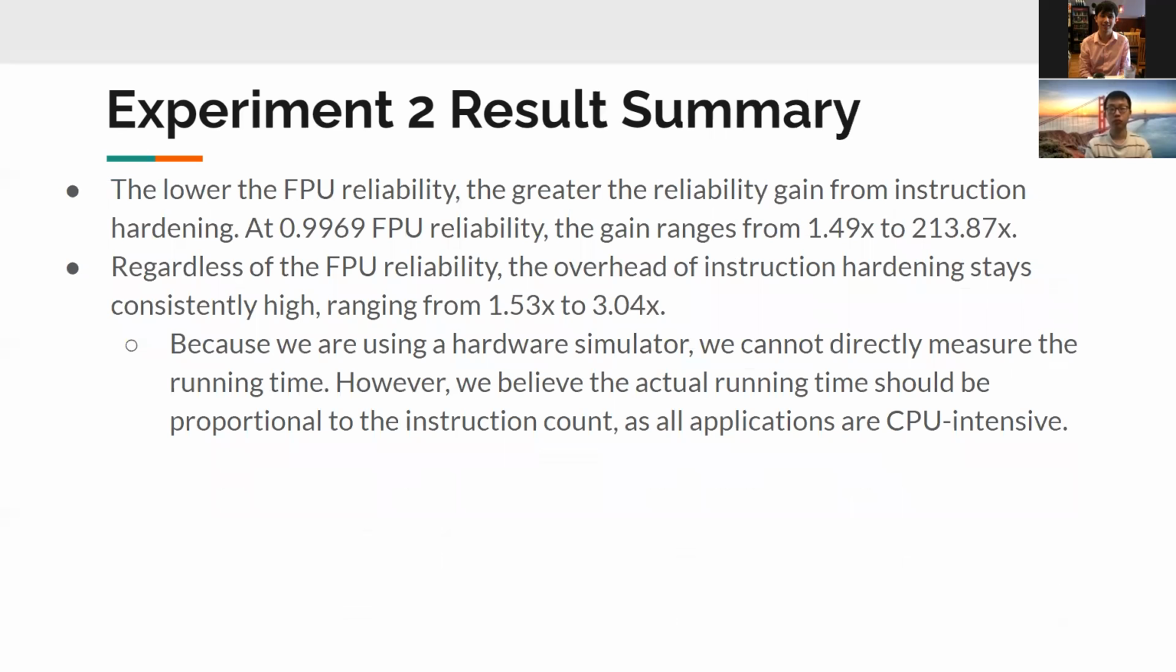As a result, we see that the lower the FPU reliability, the greater the overall reliability gain from instruction hardening. At 0.9969 FPU reliability, for example, the gain per application ranges anywhere from 1.49x to 213.87x. What we see for overhead, on the other hand, is that regardless of the FPU reliability, the overhead stays consistently high, ranging from 1.53x to 3.04x.